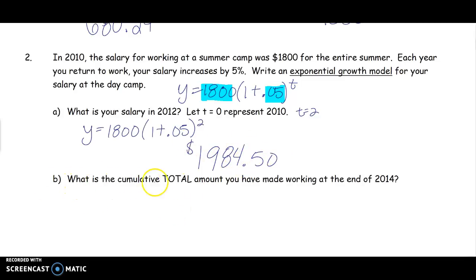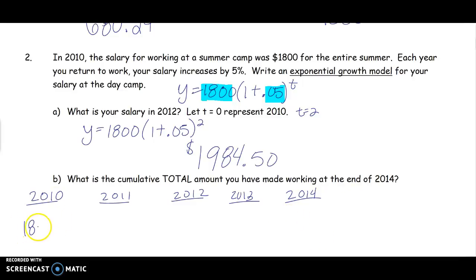Now it says, what is the cumulative total amount you have made working at the end of 2014? This does not mean that you get to find 2014 and that's all you've made. It means we need to figure out what you made in 2010, 2011, 2012, 2013, and 2014. So we have to do this problem 5 times because it wants to know your total amount.